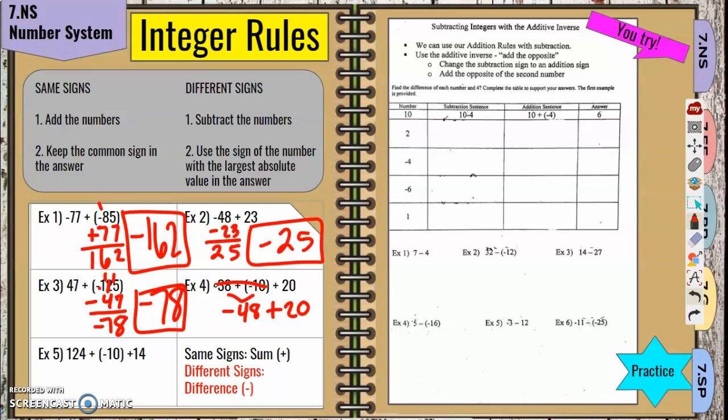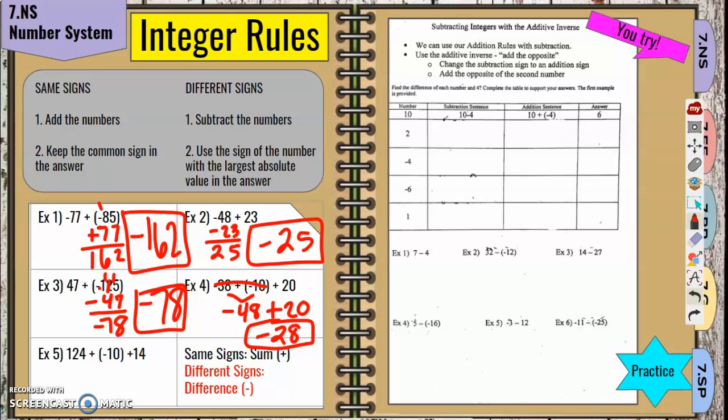Negative 48 plus 20. Now my signs are different, so I'm going to subtract. 48 minus 20 is 28. My bigger number is negative, so my answer is negative 28.